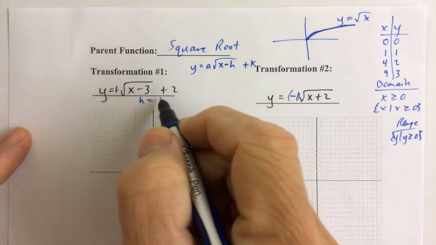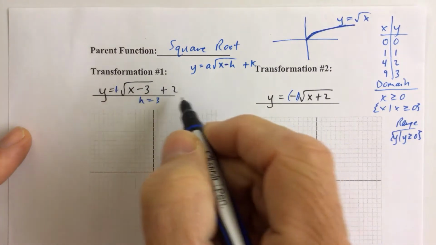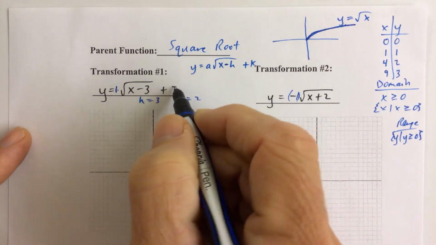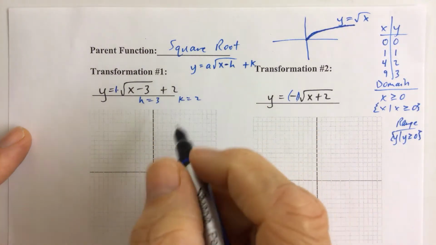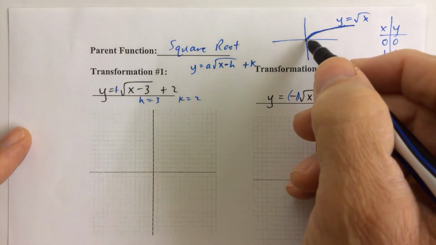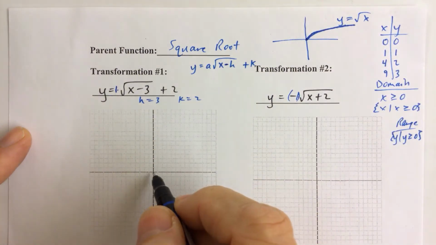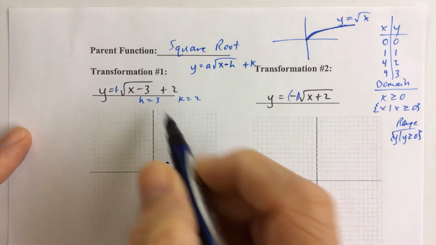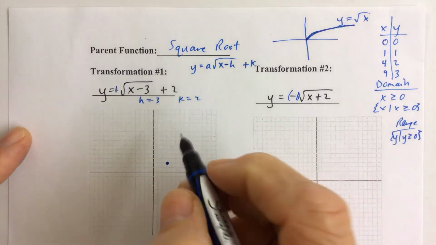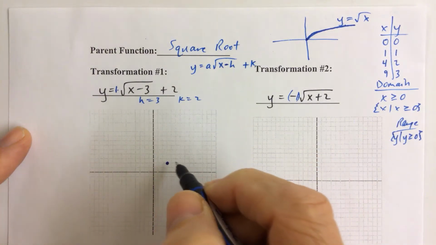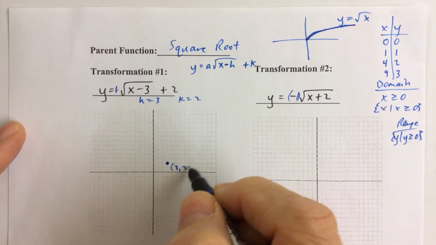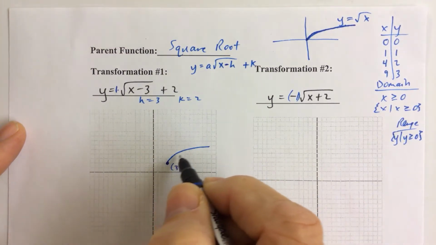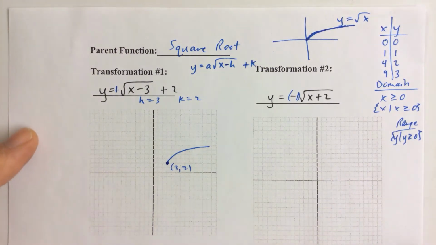We know the h value is 3, because 3 is being subtracted from x, and the k value is 2, because 2 is being added to the outside, which means the original point of 0, 0, we go to the right 3, 1, 2, 3, and up 1, 2. A is positive, A is 1, so we know that that key point right there at 3, 2 is where we start the graph. Maybe it goes a little bit flatter than that, but that's the shape of the graph right there.